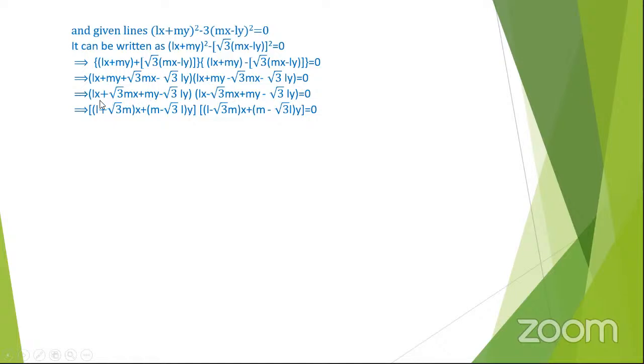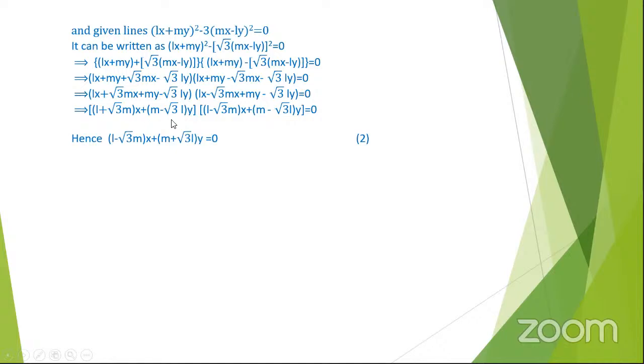So, if we take x common from the first two terms, we get (L plus √3 M). And if we take y common from the next two terms, we get (M minus √3 L) into y. From the first two terms we are taking x common, so (L minus √3 M) into x, and from the next two terms we are taking y common, (M minus √3 L) y is equal to 0.